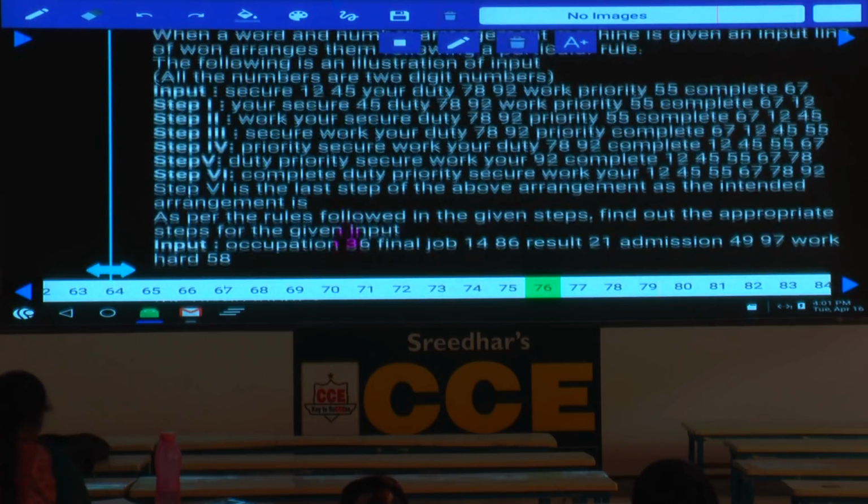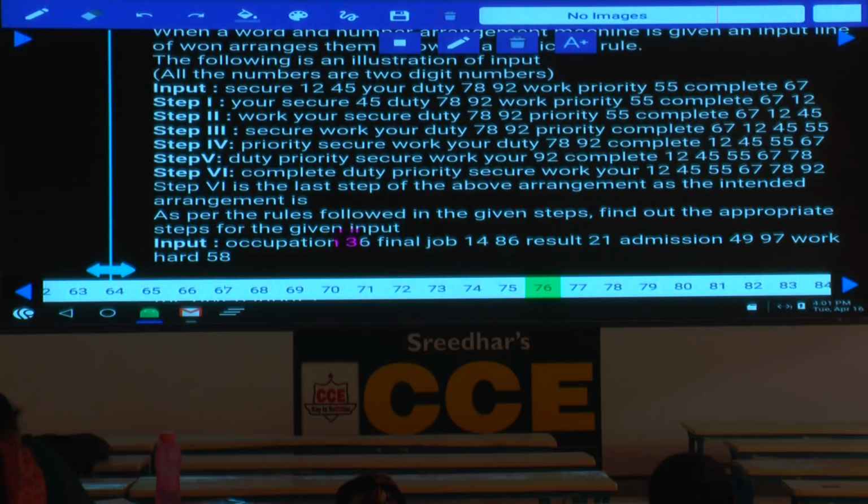Now what is the information given here in this input? Say Q, 12, 45, and so on. In total, how many elements are there? There are some 12 elements. And how many steps are there? 6 steps are there, which implies that in each step exactly 2 elements are being arranged.